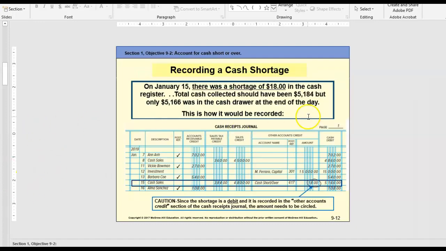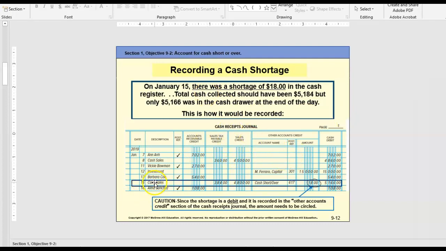So let's take a look at how that's recorded. On January 15th, there's a shortage of $18 in the cash register. Total cash should have been $5,184, but only $5,166 was in the cash drawer at the end of the day. So either somebody's accounting is off, or they sold $18, or who knows. But you still need to account for it.